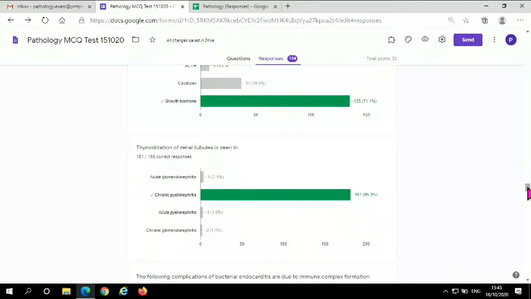Thyroidization of renal tubules is seen in chronic pyelonephritis. It is not actually thyroid hormone present in the tubules, nor are thyroid tubules present over there, but it is the protein matter present in the tubules which may appear in the microscopic picture as thyroid, and therefore it is called thyroidization of renal tubules.